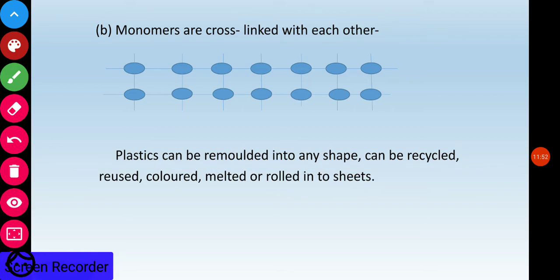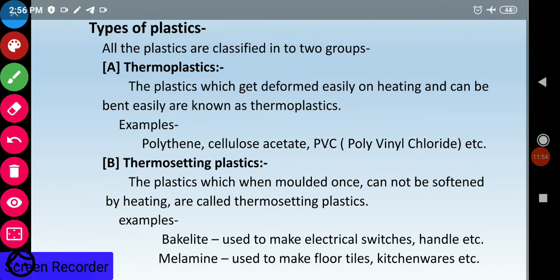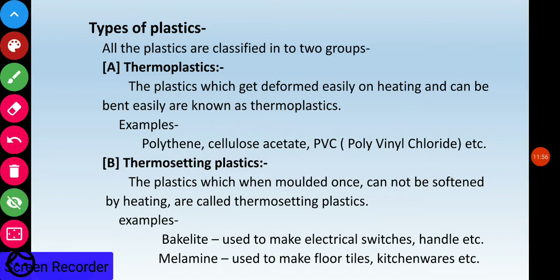Plastic can be remolded into any shape, can be recycled, reused, colored, melted or rolled into sheets. Now on the basis of their properties, we can divide plastics into two groups: one thermoplastic, the other thermosetting plastic.